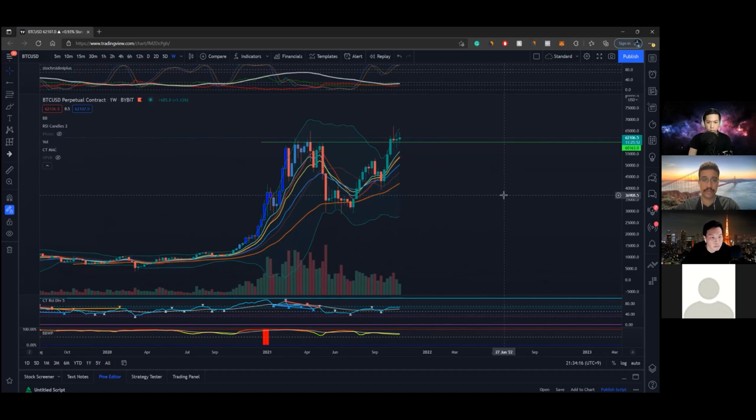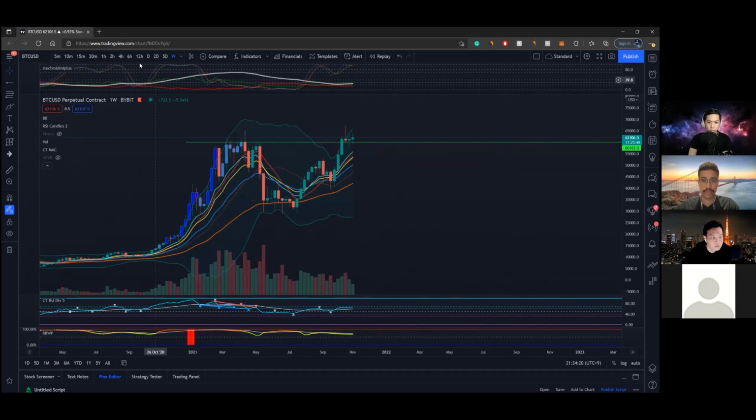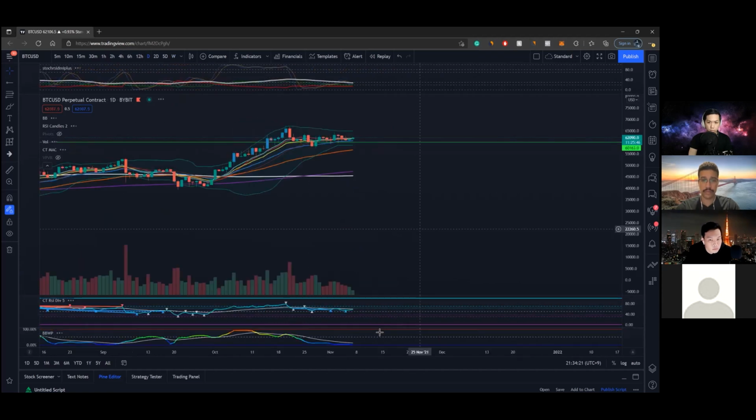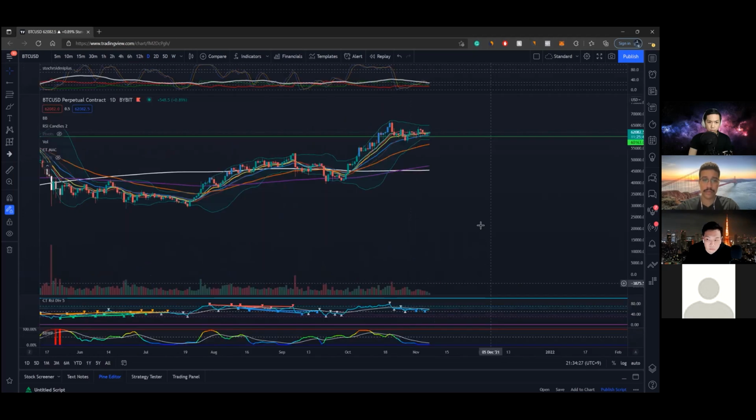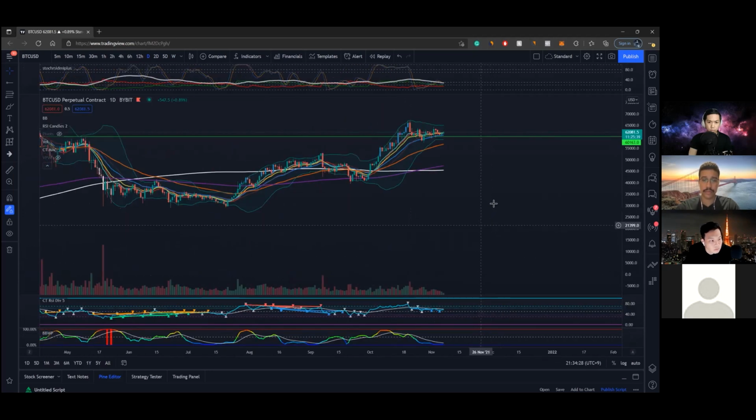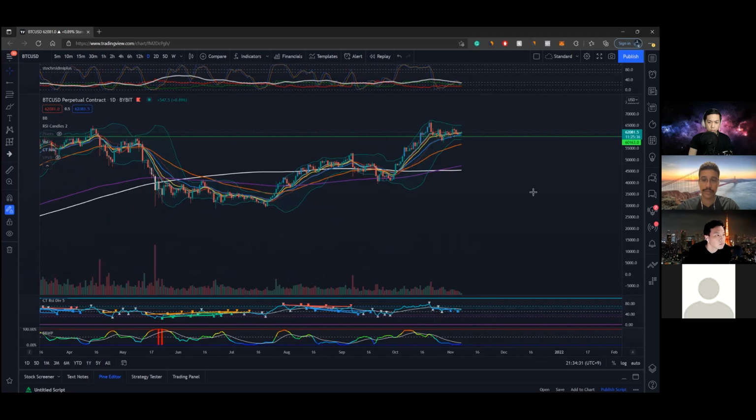Low timeframes, the daily and the 4 hour, probably more consolidation, and maybe a bit of a breakout soon, because we are seeing BBWP get to those sort of levels that we did see before. But that's it for me. That's BTC. I think ETH is next.